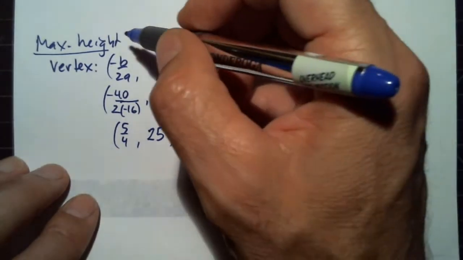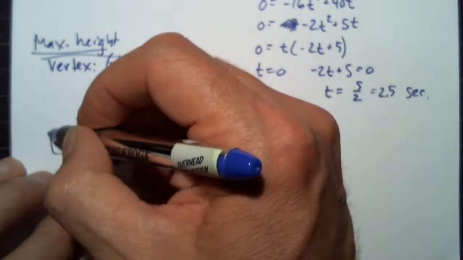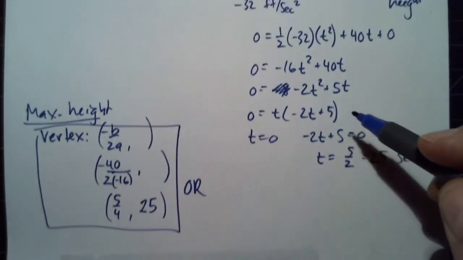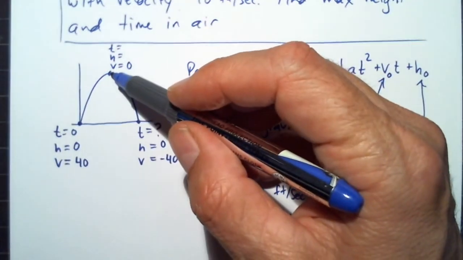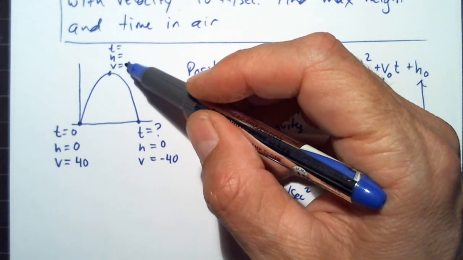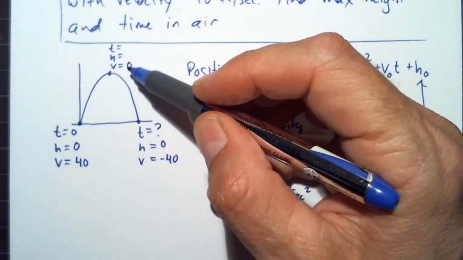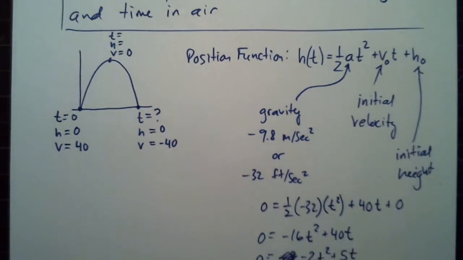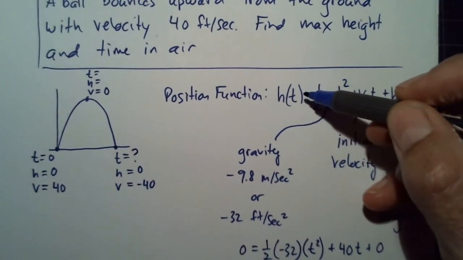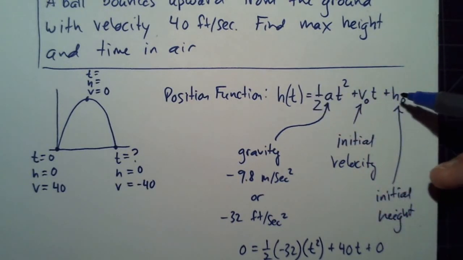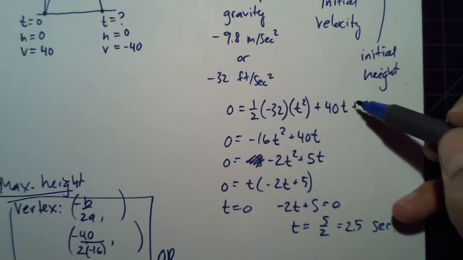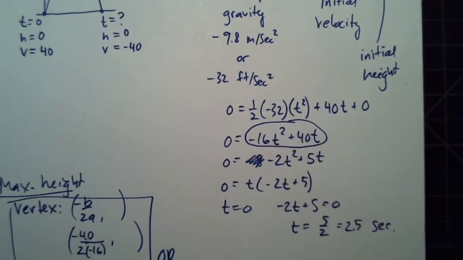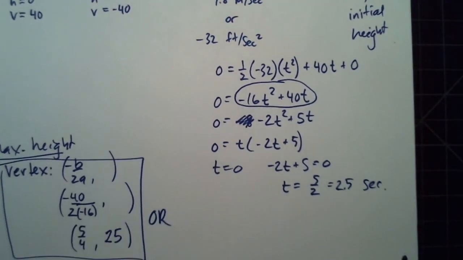Now, we can do max height like this, or we can use calculus. And we're going to use calculus by remembering that the velocity is 0 at the maximum height. So let's find out the time when the velocity is 0. Velocity is going to be the derivative of this function. So we need to take the derivative of this, find the derivative of that, and that'll be velocity. Then we'll find out when that equals 0.